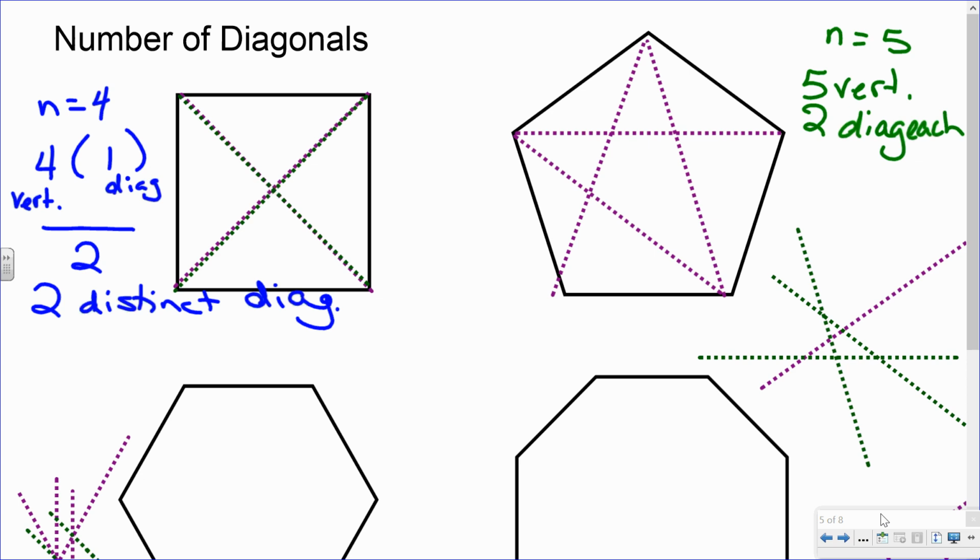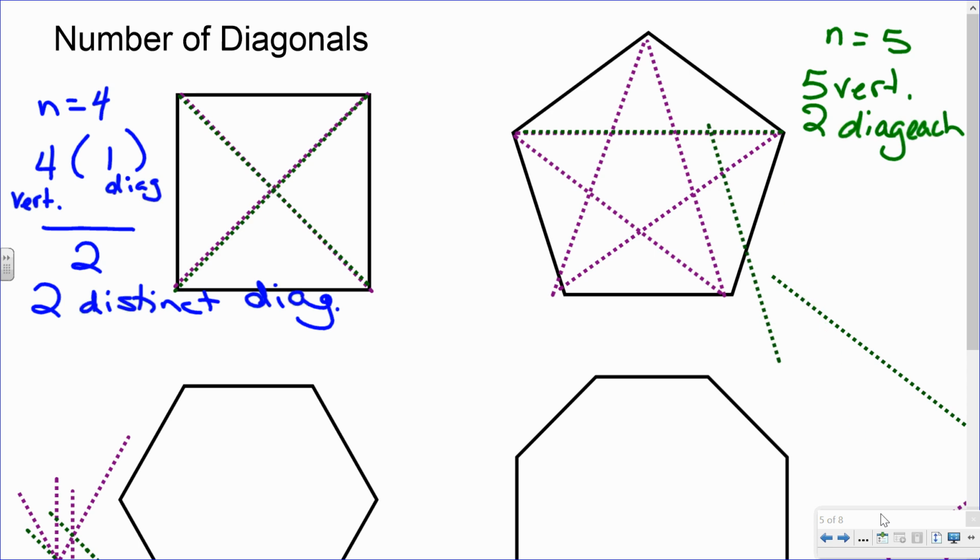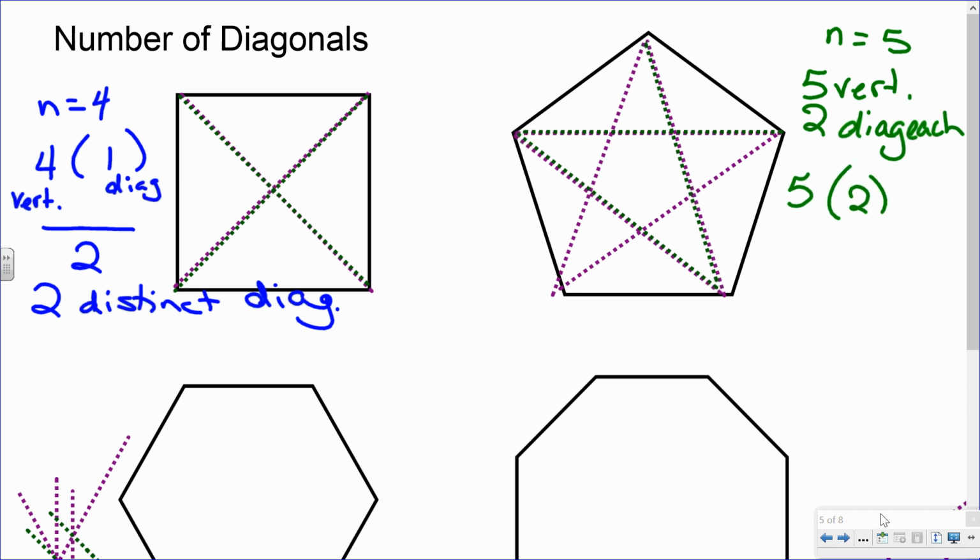If I come around here to the right, I could draw this diagonal that I already have. I could draw one new one that I haven't put on there yet. If I came to the bottom, I've already drawn both of these. And if I came to my last one, I'd be redrawing those 2 remaining ones. So I'd have everything twice. So I'd have 5 vertices. Each of those has 2 diagonals, but I've drawn everything twice.